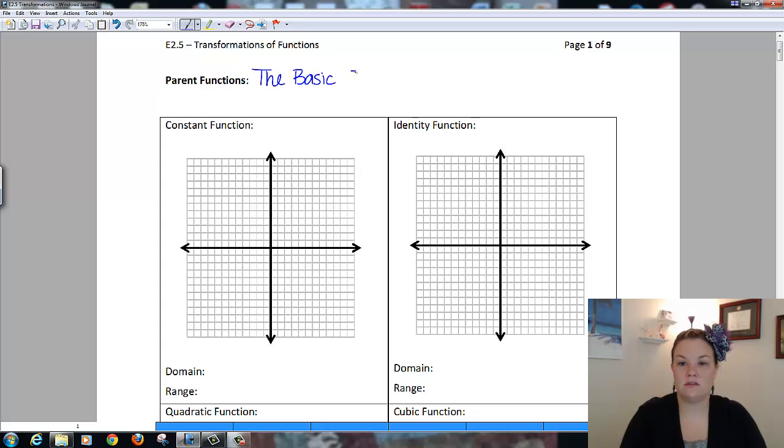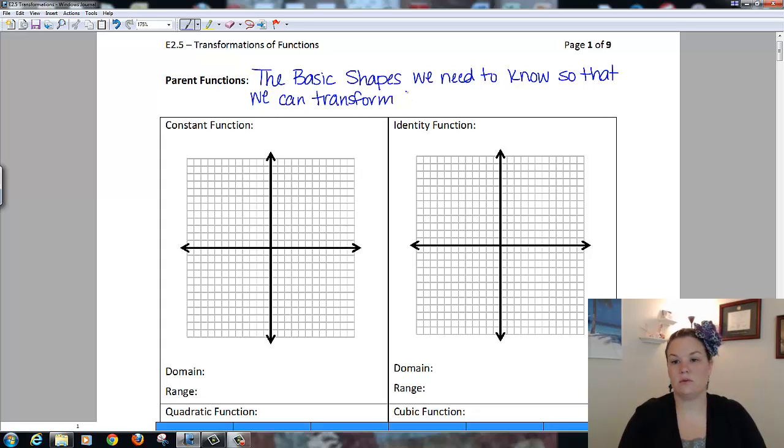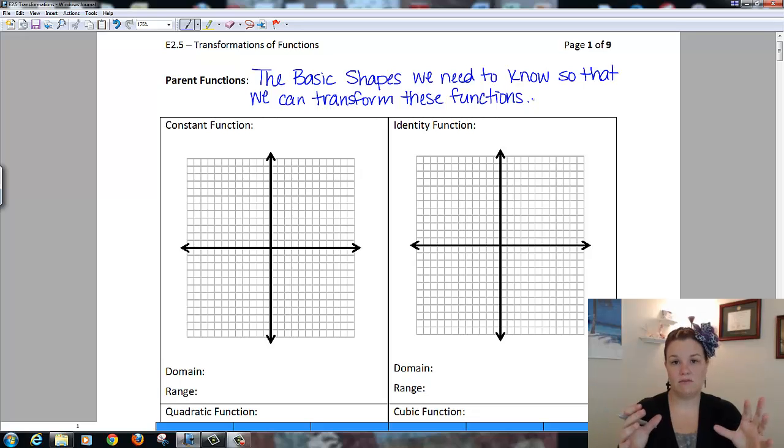Okay, so these are just the basic shapes we need to know so that we can transform these functions. And when I say transform, what we're going to be doing is taking a function and moving it up, down, left, right, reflecting it, stretching it, shrinking it. Okay, we're just going to do all kinds of crazy stuff to it. But in order to get a good picture, we need to know what our original function looked like.